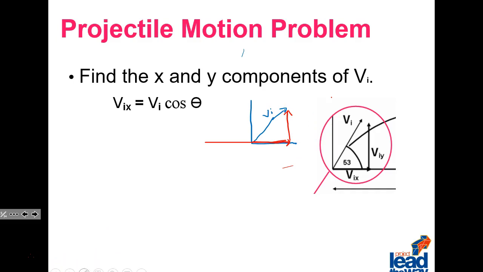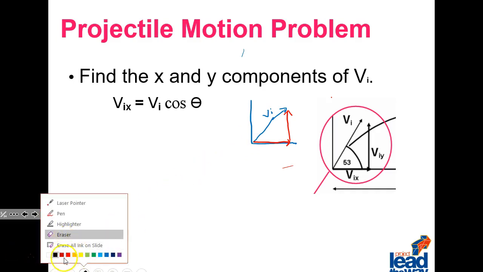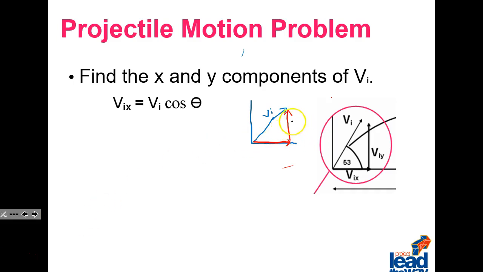This back here is nothing. I'm not sure why that showed up. All right, so back to our pen. So this is VI in the y dimension, VI in the x dimension, and they add by the Pythagorean theorem to give the sum, or resultant vector, which is what we're calling VI. So we can see that this is our 53 degree angle here. VIX is adjacent to our 53 degree angle.